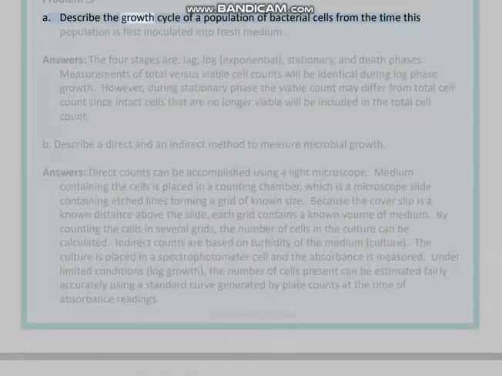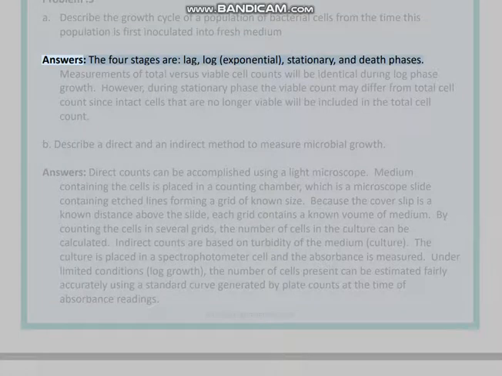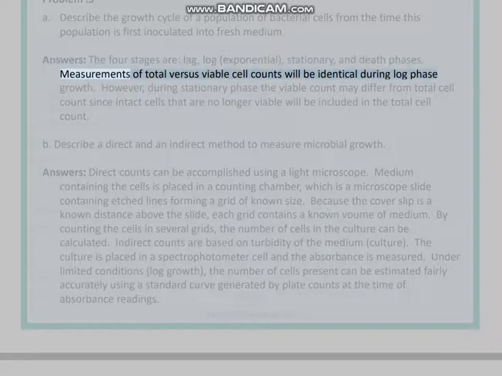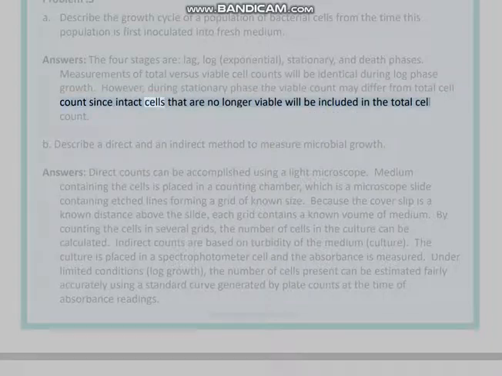Problem point 5. A. Describe the growth cycle of a population of bacterial cells from the time this population is first inoculated into fresh medium. Answers. The stages are lag, log (exponential), stationary, and death phases. Measurements of total versus viable cell counts will be identical during log phase growth. However, during stationary phase, the viable count may differ from total cell count, since intact cells that are no longer viable will be included in the total cell count.